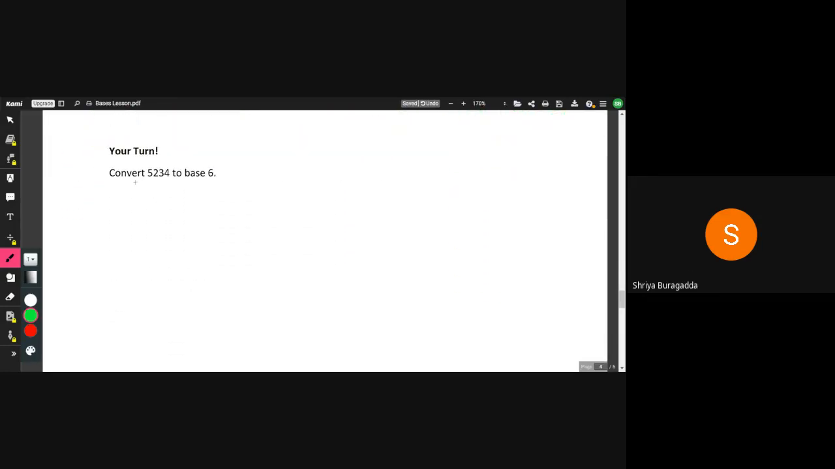Now it's your turn. Using either method, convert 5,234 to base 6. And again, put your answers in the chat. I'll give you until 3:23 to solve this one.